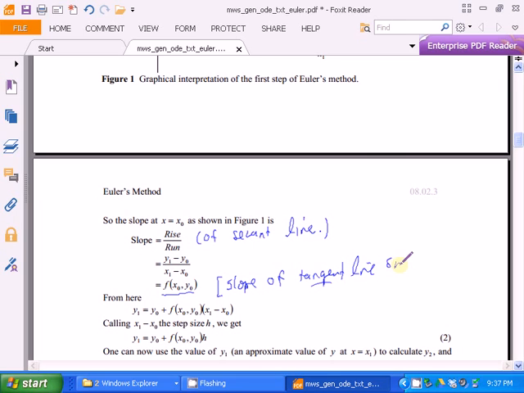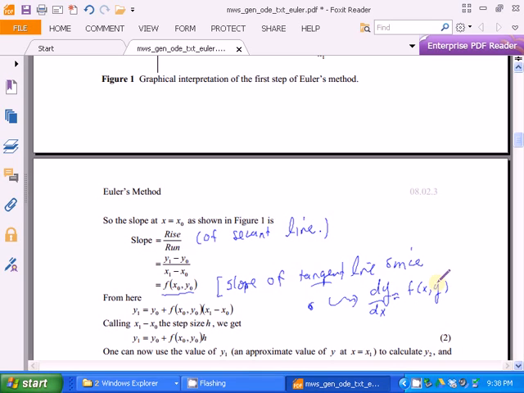Now, why is that true? Since we have dy/dx equal to f(x, y), that means this value here is equal to the slope of the tangent line, right? That's just what the derivative means. It's the slope of the tangent line. So the slope of the tangent line at (x0, y0) is equal to dy/dx, and that's equal to f(x0, y0).